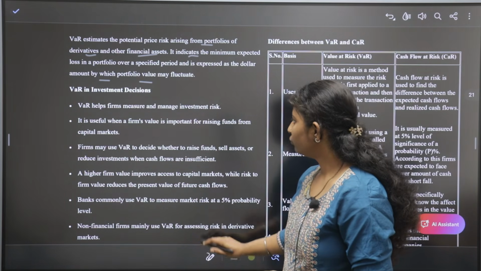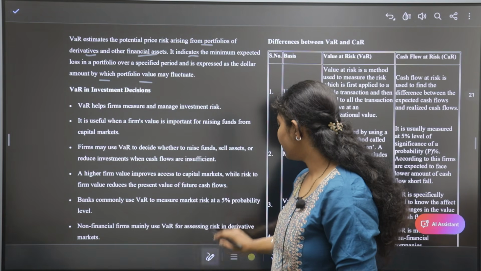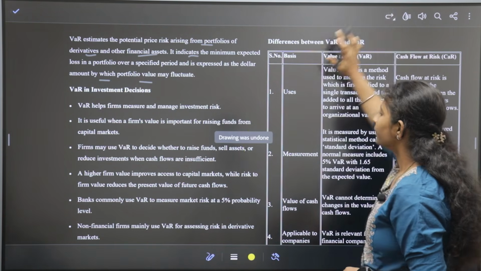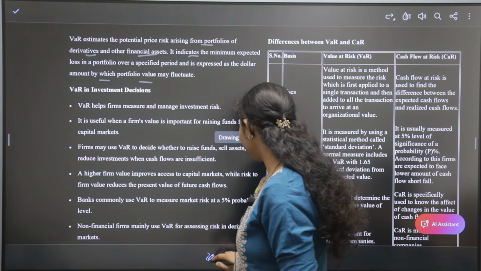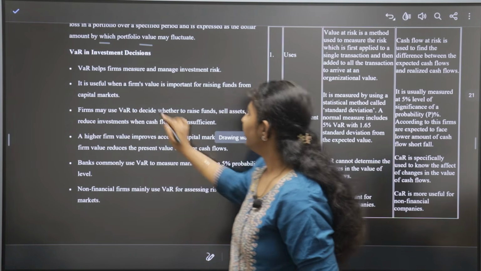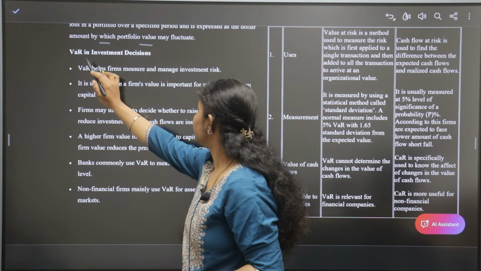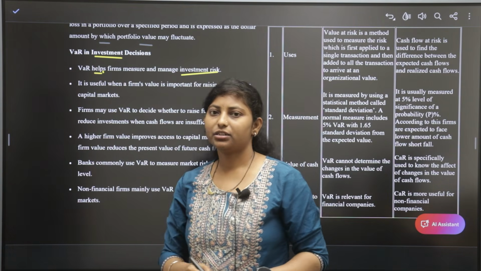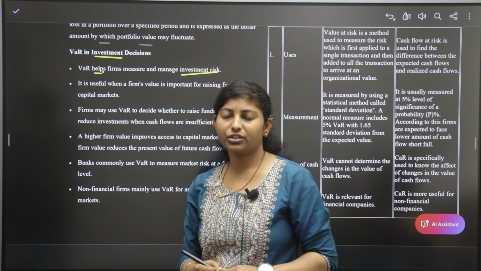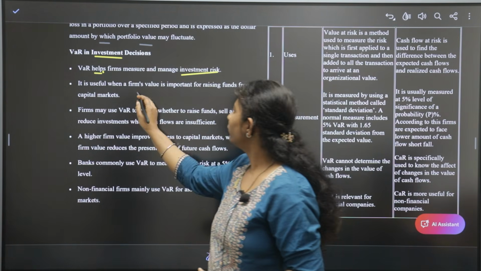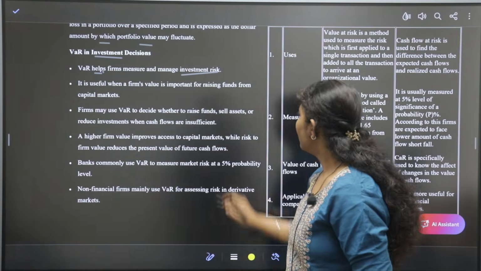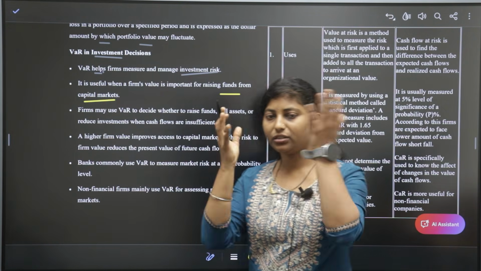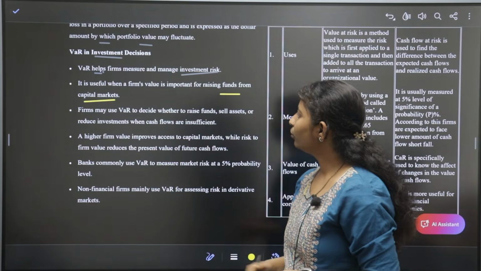And now VAR in investment decision. Very important, how VAR is going to help you in investment decision. VAR helps firms measure and manage investment risk. It is very important. It is useful when the firm's value is important for raising funds from the capital market. When you want to raise your investment funds in the capital market, it will help you to know.